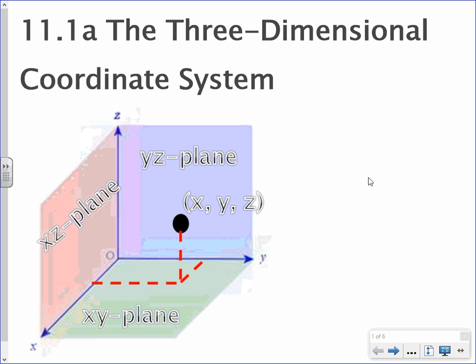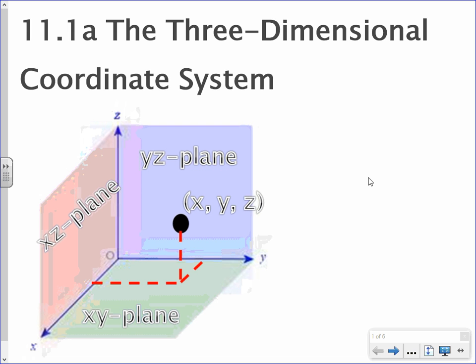So the Z is up and down, where the top is positive, bottom is negative. X is shooting out at you, where towards you is positive, away from you is negative. And then Y is kind of traveling where the right is positive, the left is negative.